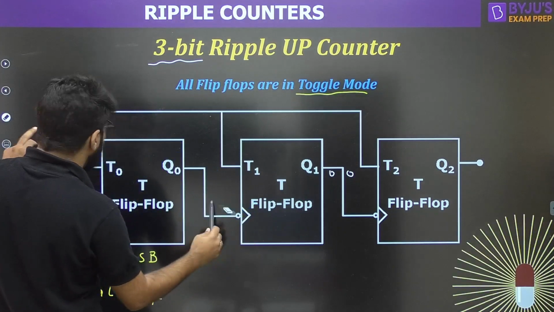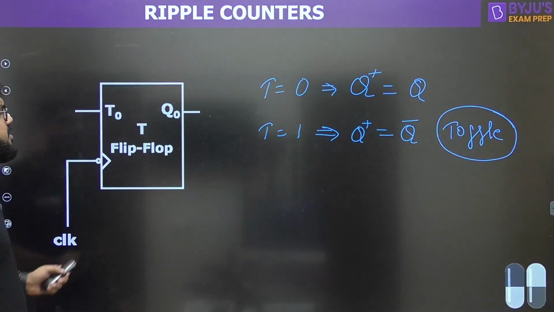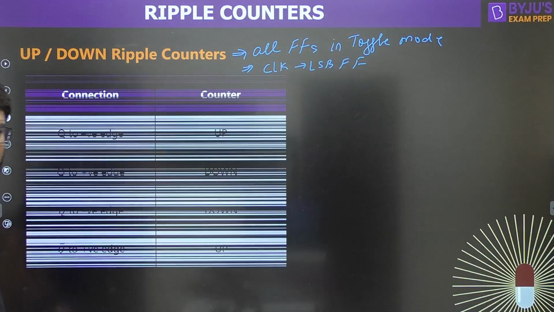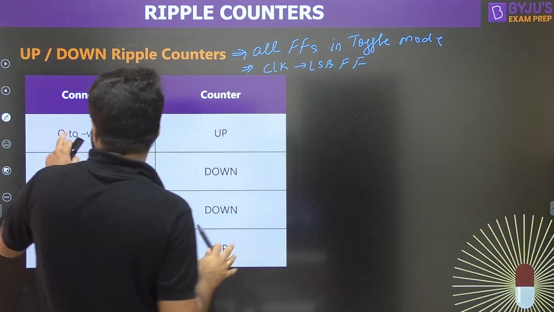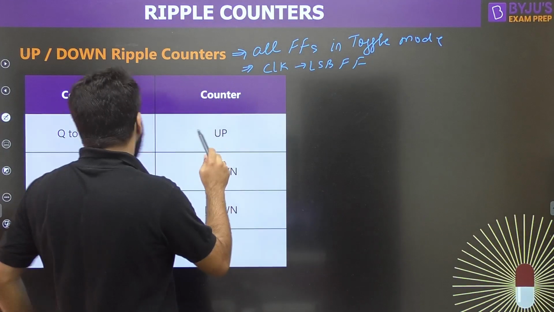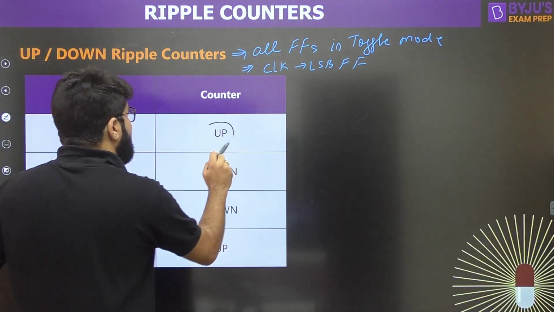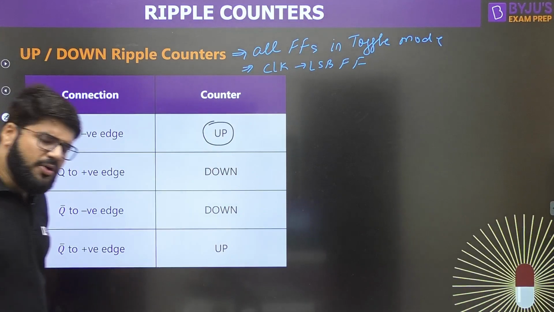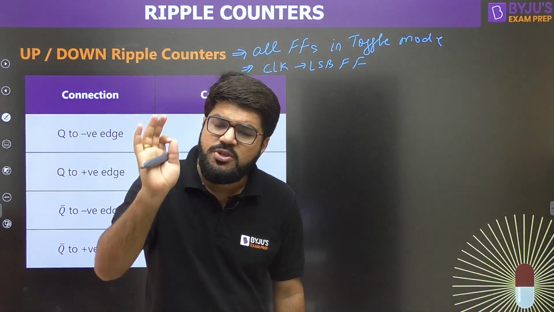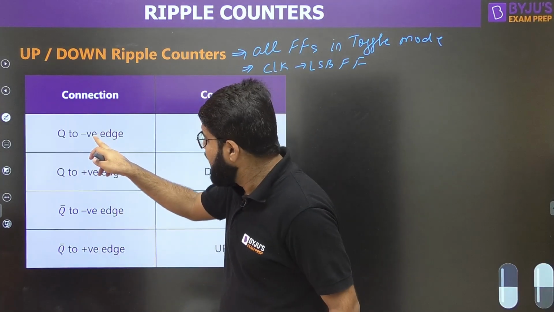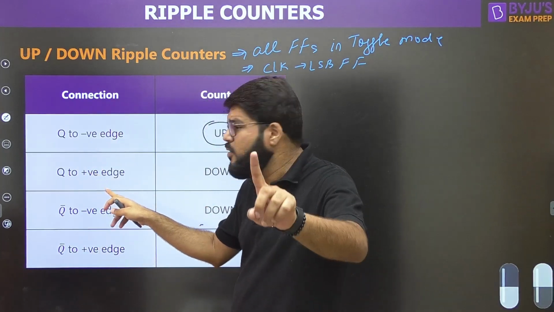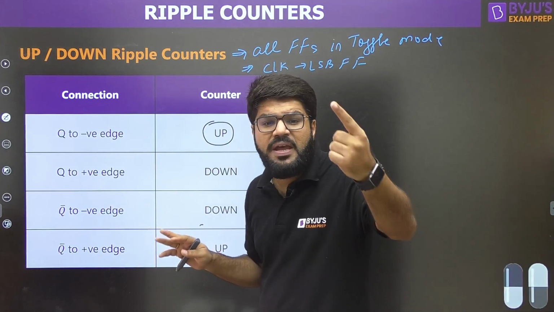There are two types of tricks that you have to remember. The connection is Q to negative edge. So whenever there is a connection from Q to negative edge, it becomes an up counter. Now simply remember, if you change even one thing, up will become down. Suppose Q to negative is changed to positive. One thing you change, up becomes down. It is going to behave as a down counter.